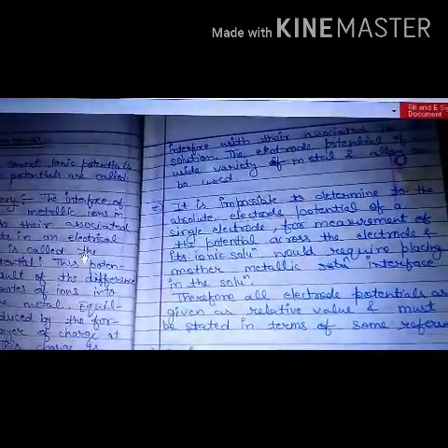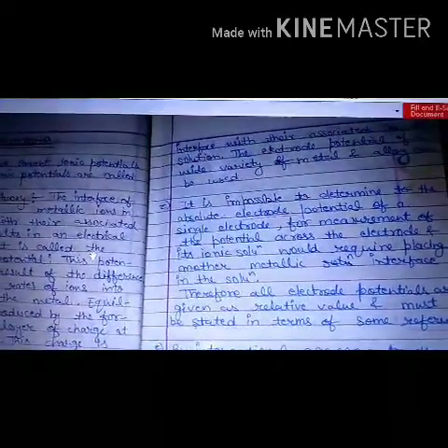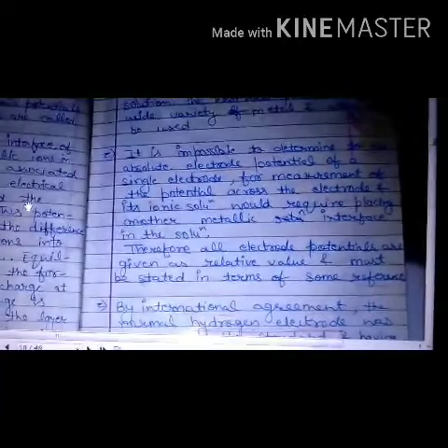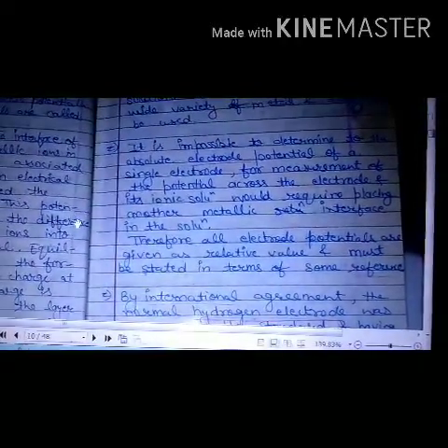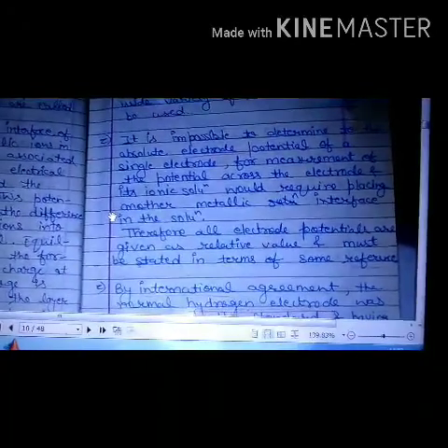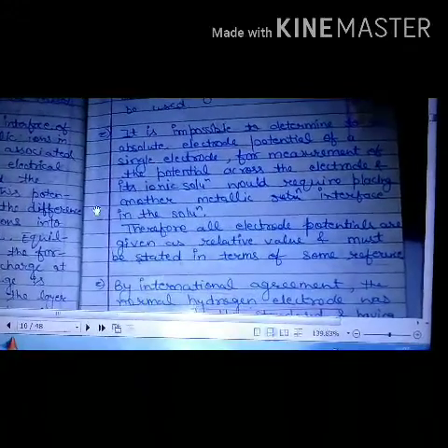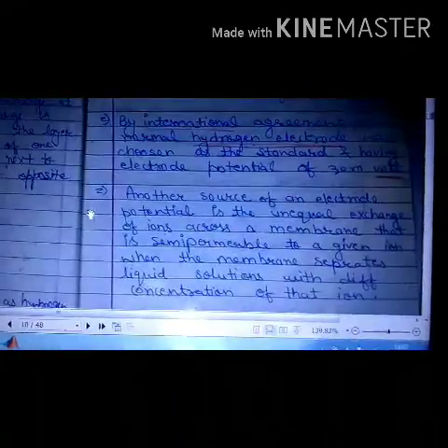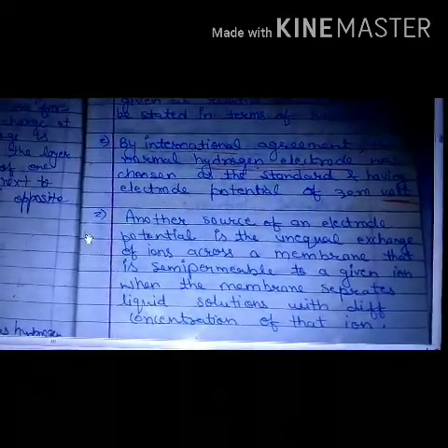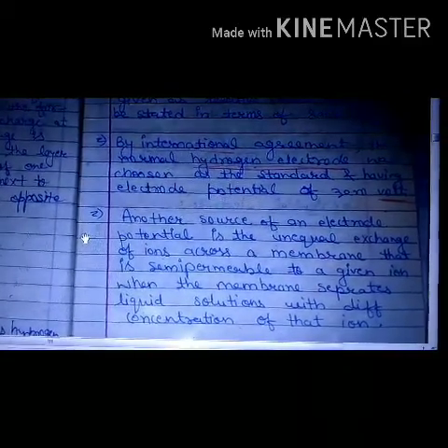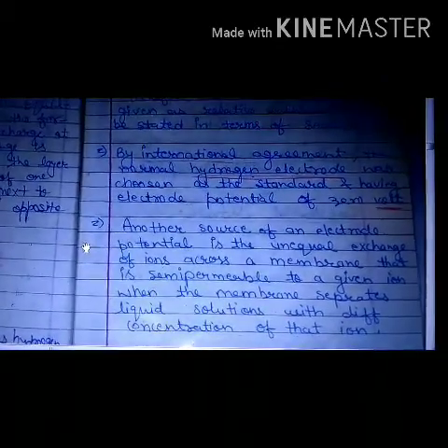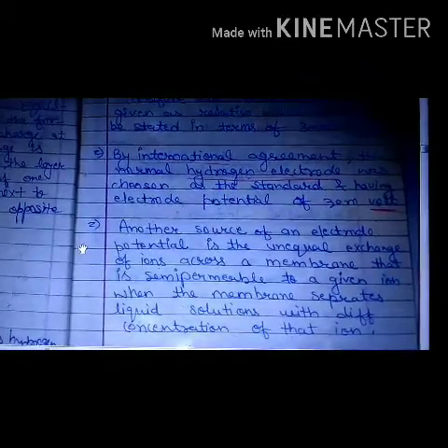Therefore all electrode potentials are given as a relative value and must be stated in terms of some reference value. What it means is that all the electrode potentials have a relative value and they need to be measured against some reference value. Now it is an international agreement that a normal hydrogen electrode should be chosen as a standard, having an electrode potential of 0 volt. That is, by international agreement, the hydrogen electrode has been chosen as the reference electrode and its potential is considered as 0 volts.